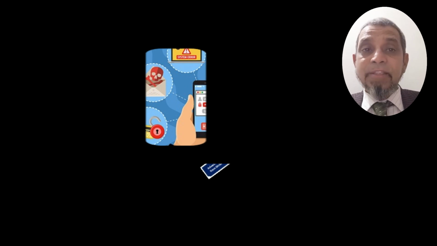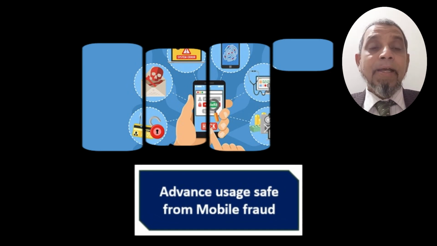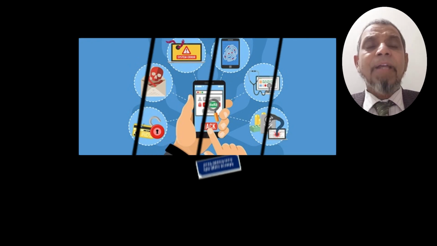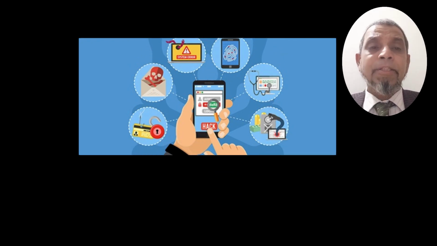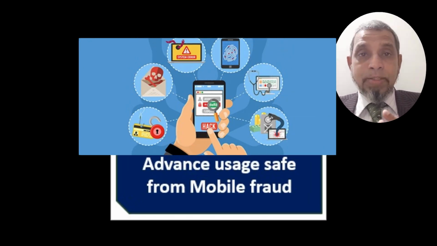Number 4, advanced usage and protection from mobile fraud. A mobile literate person can be saved from different types of fraud like cyber security issues, cyber attacks, mobile hacking, and can avoid unknown messages and calls.